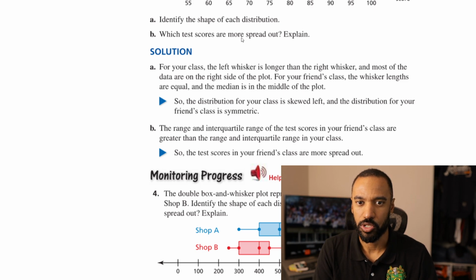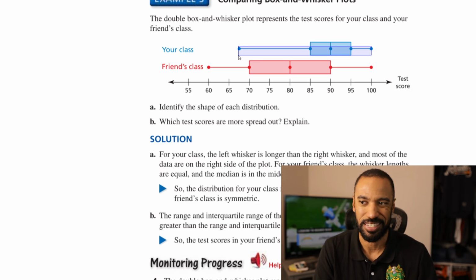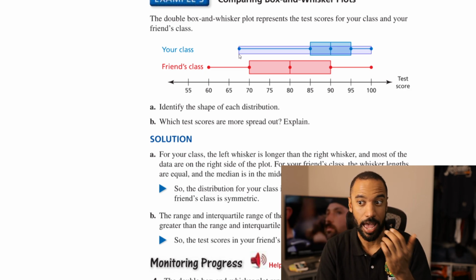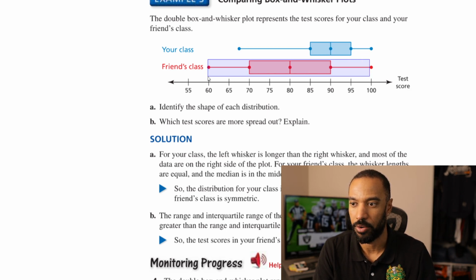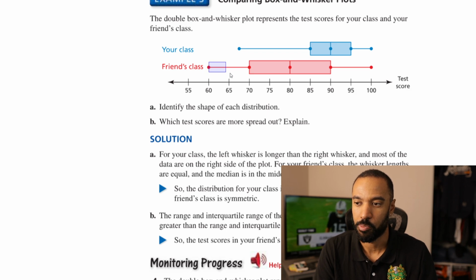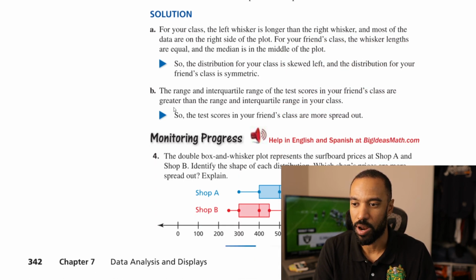Part B, which test scores are more spread out? Explain. This is all about the range. Although there is some great spread for my first quarter there, everything else is jam-packed, from 100 to probably around 67, 68 or whatever, 67 and a half is mine. That is a lower range than my friend's, which is from 100 to 60, or 60 to 100. Their spread is 40, right? Greater spread there. So my friend's class is more spread out for test scores.